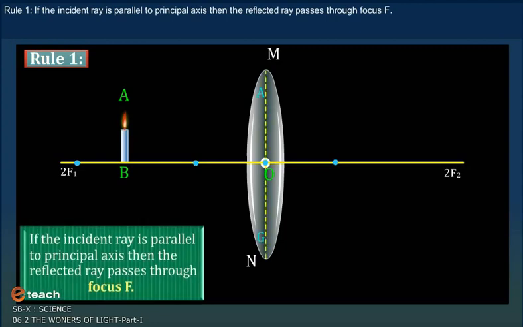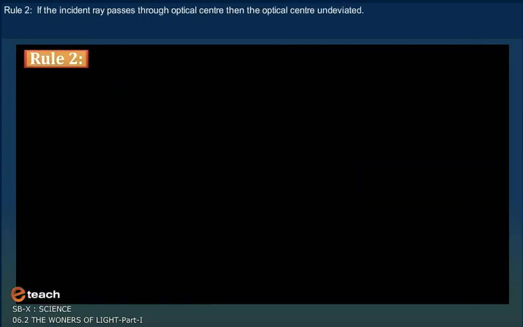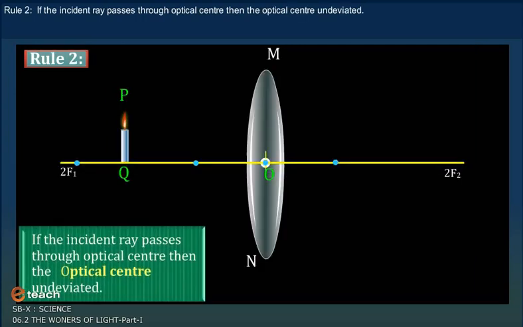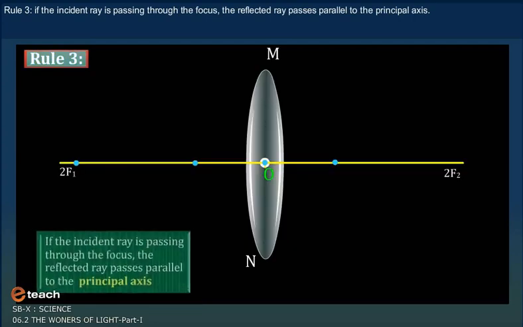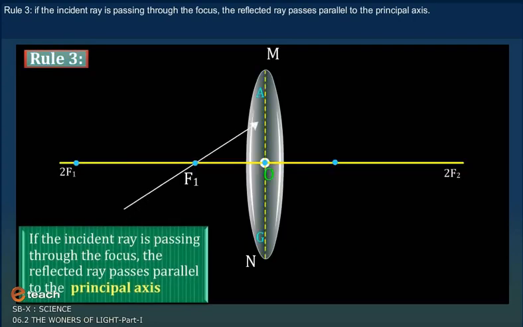Rule number 1. If the incident ray is parallel to principal axis, then the refracted ray passes through focus F. Rule number 2. If the incident ray passes through optical center, then it goes undeviated. Rule number 3. If the incident ray is passing through the focus, the refracted ray passes parallel to the principal axis.